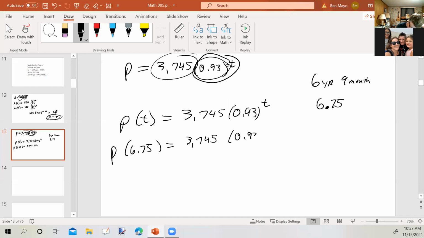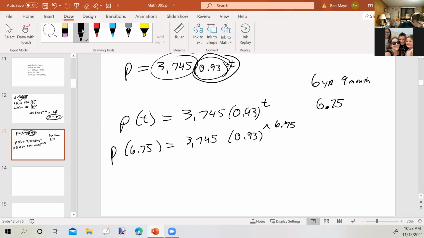So P of 6.75 equals 3,745 times 0.93 raised to the 6.75 power. So, 3,745 parentheses 0.93 close parentheses raised to the 6.75 power.